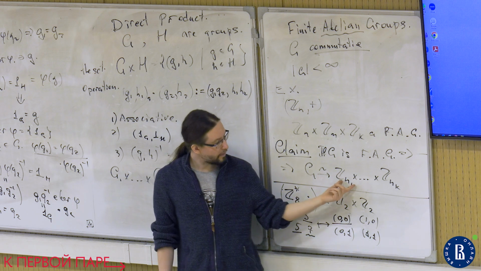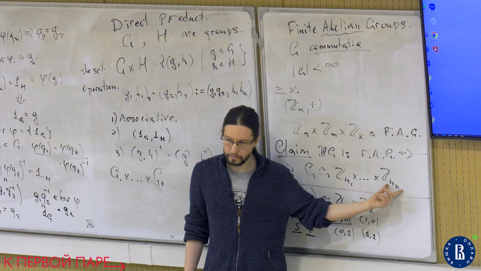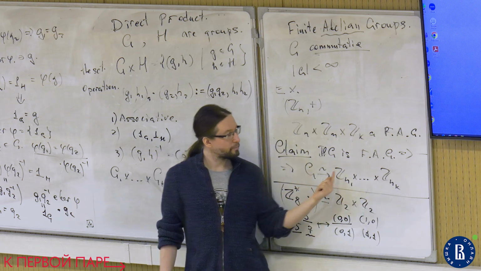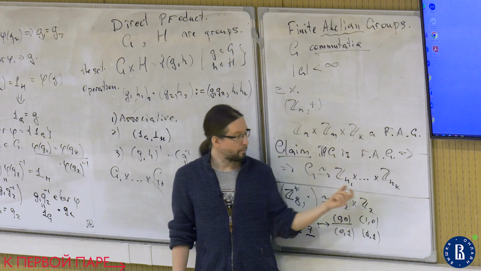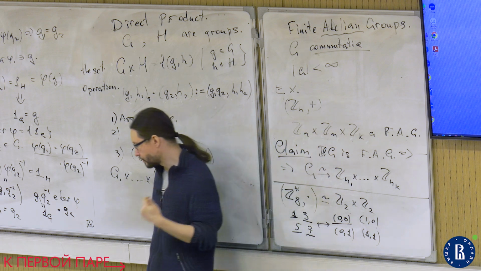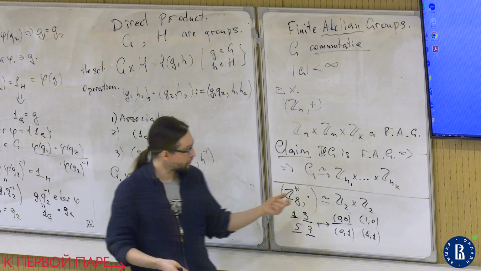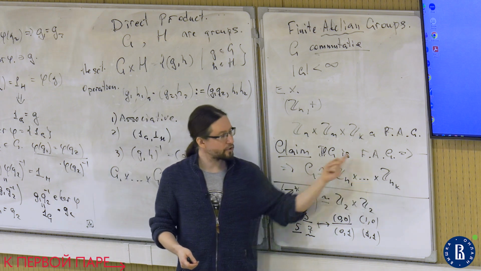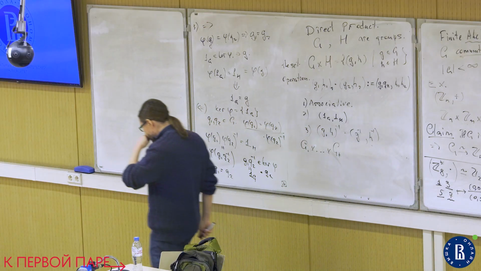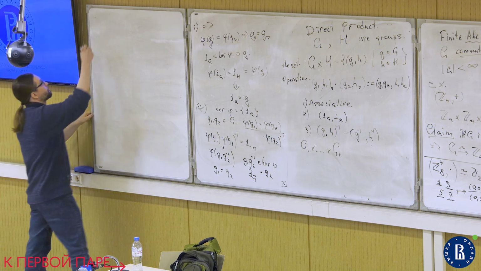But actually, these numbers are not unique. They need not be unique. It may happen that the same group is isomorphic to a product of cyclic groups, but with different factors. And we want to know what the different options are, like how to distinguish when this representation defines the same group. Well, in order to do that, we need a tool. And the main tool here is the Chinese remainder theorem.